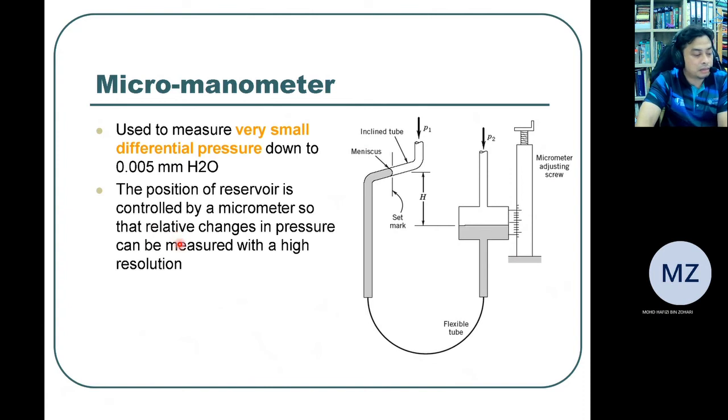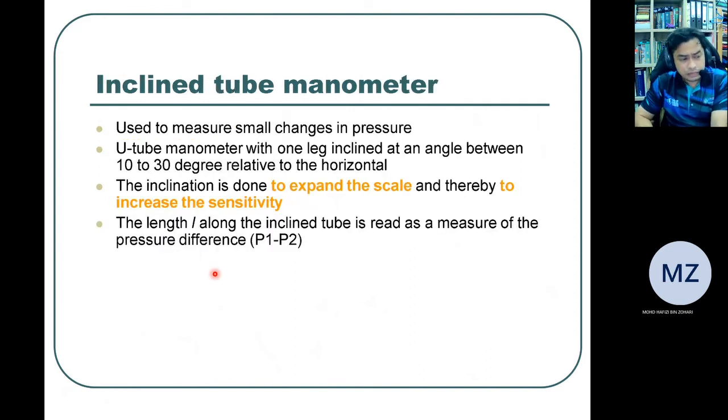So it can be up to 0.05 millimeter H2O. Remember, atmospheric pressure is about equal to 10 meter of H2O. But this one, it can measure up to 0.005 millimeter H2O. So it can have very, very small changes of the level. All right. So next, we have the inclined tube manometer.